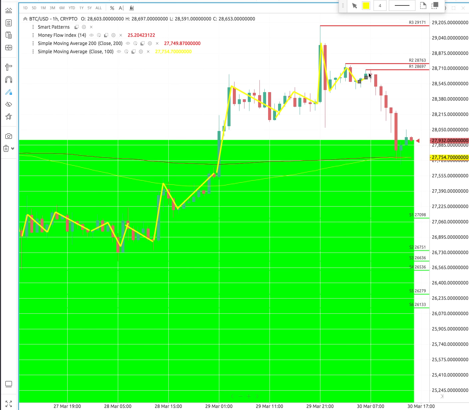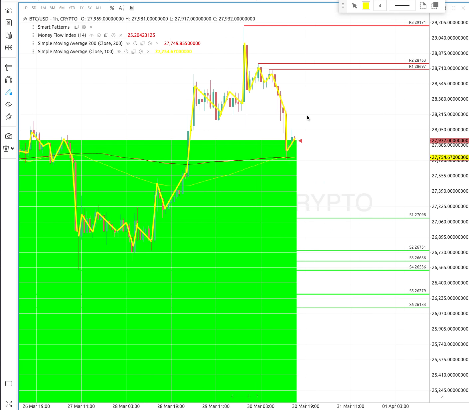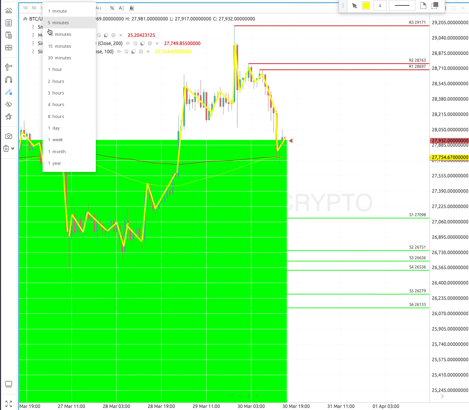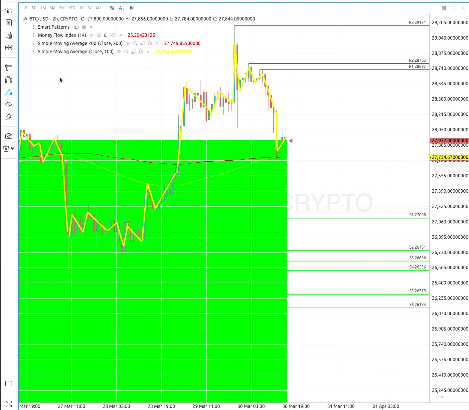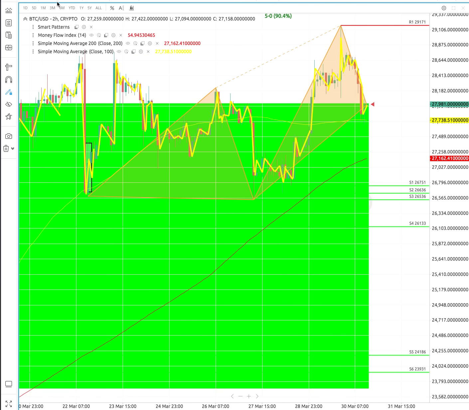Okay. Up, down, up, boom, down this way, and then up this way. Okay, so the trend line is drawn. Now we're going to move to the 2-hour chart first. We're just going to roll through the charts and see what's going on.